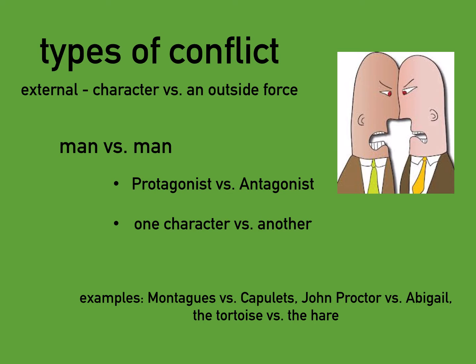An example of a man versus man conflict is the Montagues and the Capulets in Romeo and Juliet. Both the families are feuding against each other. Another example is John Proctor versus Abigail in The Crucible. Abigail's desire to be with John Proctor runs counter to his marriage with Elizabeth.